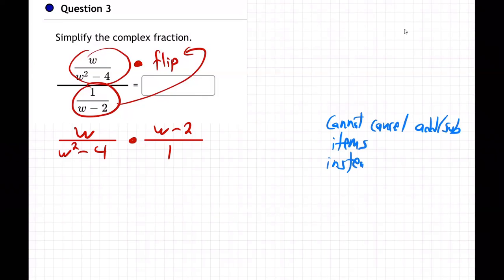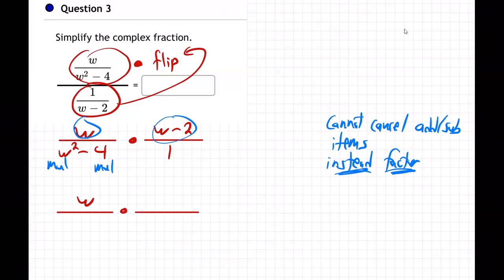Instead, do what? Instead, factor. Remember, that's how you get around that problem. We can't go W and 2 and 4 and that kind of stuff. We can't do that because those are added, subtracted pieces. So instead, we factor. Well, what do you mean factor? W minus 2, we can't factor. But this guy you can factor. There's the guy we can factor. That part must be factored.